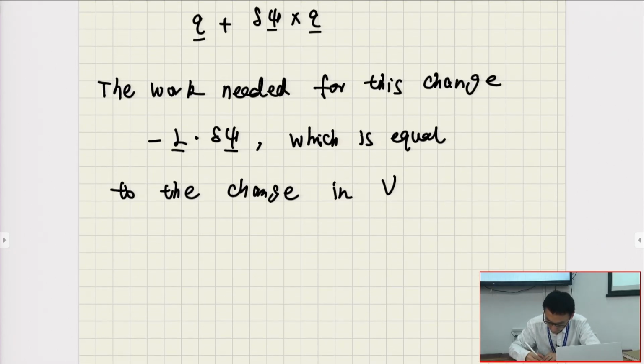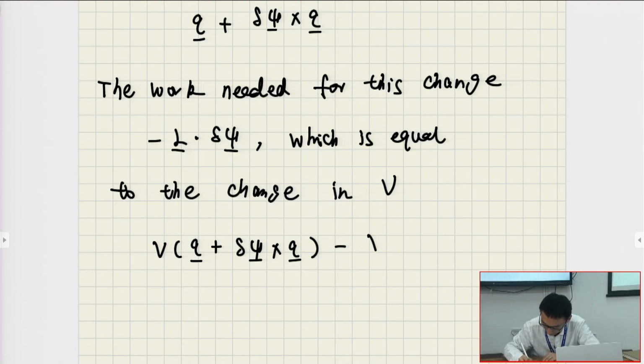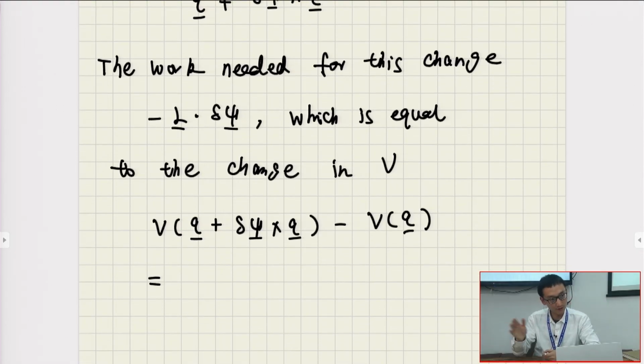In V, which is V of Q plus delta psi cross Q, the new energy is V of Q plus delta psi cross Q, minus V at Q. Okay, so let's figure out what this change is. Because we're looking at a small change in configuration, we can do a Taylor expansion of the first term around the coordinate Q. So let's take this term here and do a Taylor expansion.